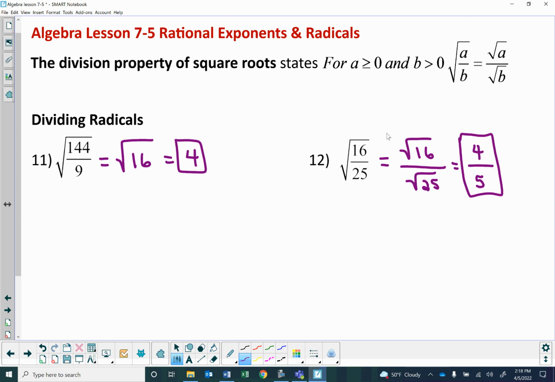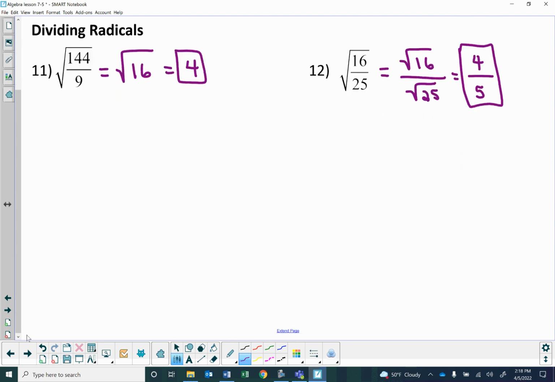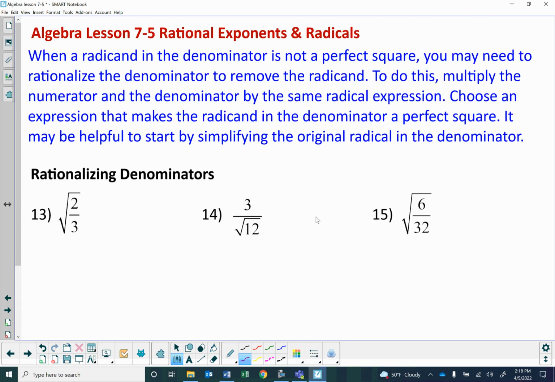Now these two ended up to be really nice problems. That doesn't always happen with division. When a radicand in the denominator is not a perfect square, you may need to what they call rationalize the denominator to remove that radical sign. To do this, you must multiply the numerator and the denominator by the same radical expression. You want to choose an expression that makes the radical in the denominator a perfect square. Okay? And it also might be helpful to start by simplifying the original radical in the denominator first.